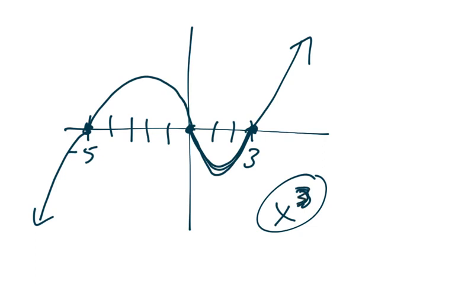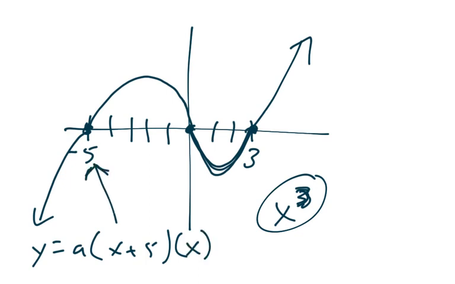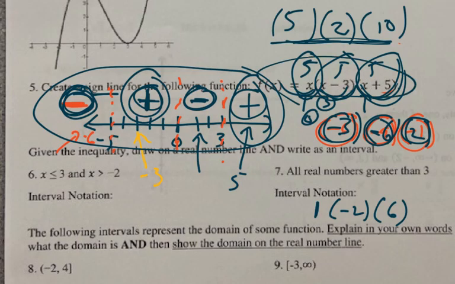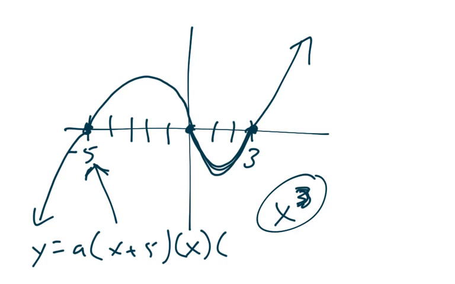And remember from the other problem, we know it's got to be y equals some number a times, I'm doing more than they asked, but just to make sure you tie it all together. So we would say x plus 5, because that's what makes negative 5 zero, times x times, oh, wait a minute, I'm getting ahead of myself. They gave us the actual function. So we know a is 1. All right, I've done too much. That's it.